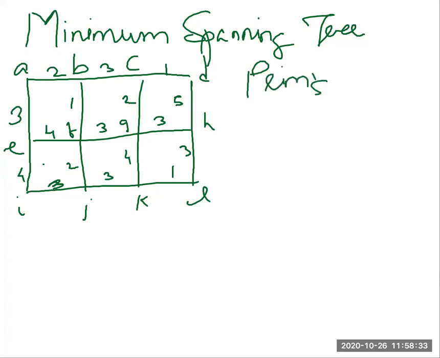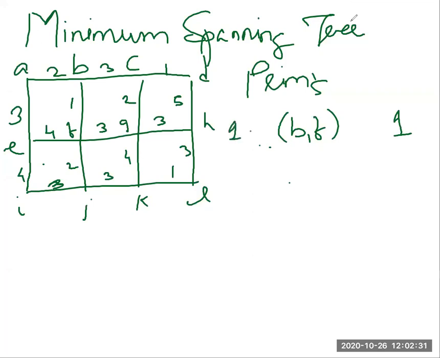Okay. So in Prim's algorithm, what we do is we select the minimum weight edge and add it to the tree. So we can select BF, KL, or we can select CD. So let's select one randomly, BF. So this is the first edge.